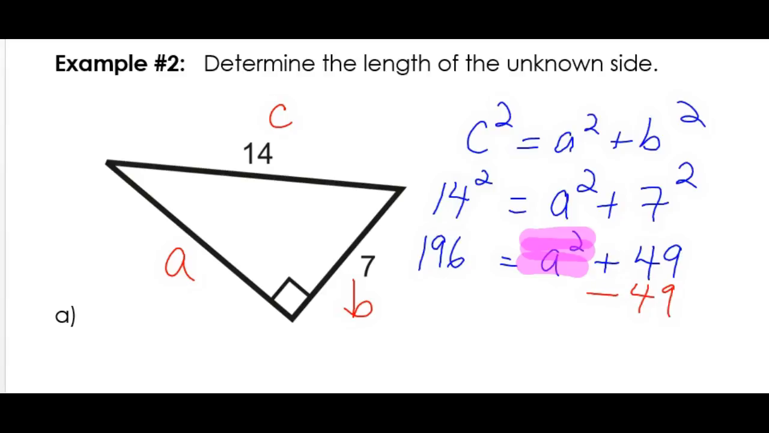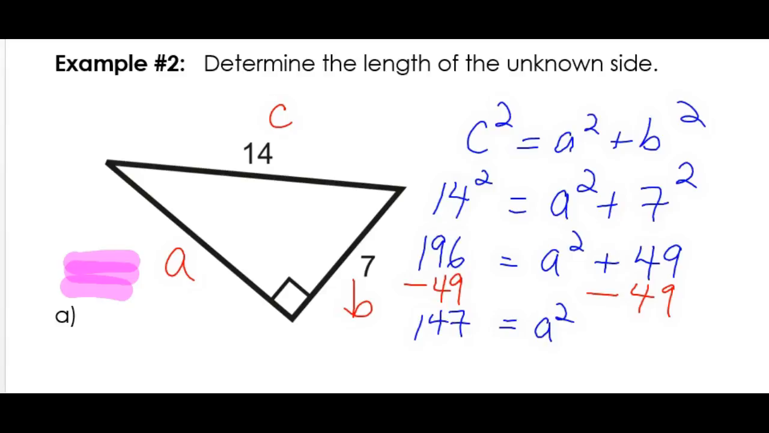But in order to make sure that the left side equals the right side, I need to do the same thing on both sides of this equation. So I'm going to subtract 49 from the left side as well. Now what that will do is give me simply A squared on the right-hand side, and then 196 subtract 49 leaves me with 147 on the left-hand side. Okay, now remember that I haven't found out what the length of A is yet, because I still have 147 being equal to A squared.